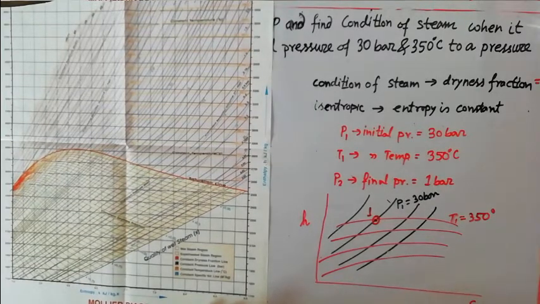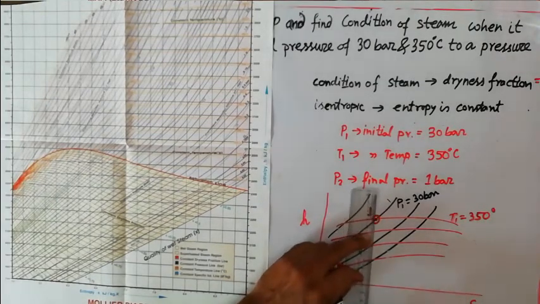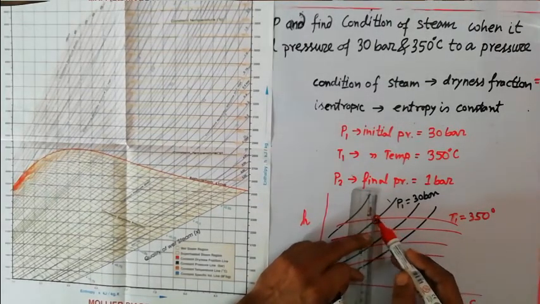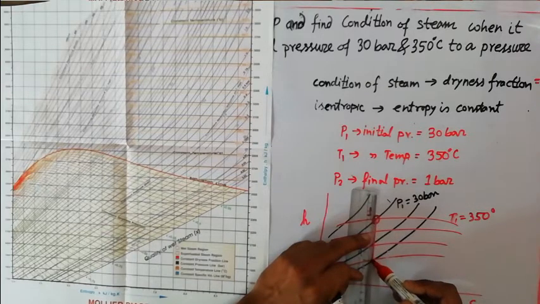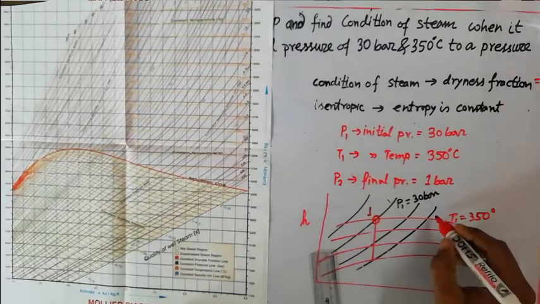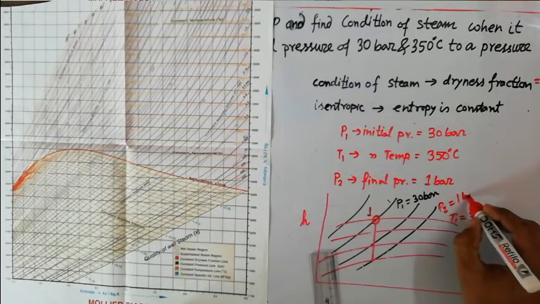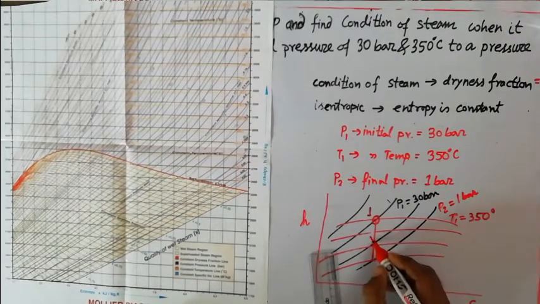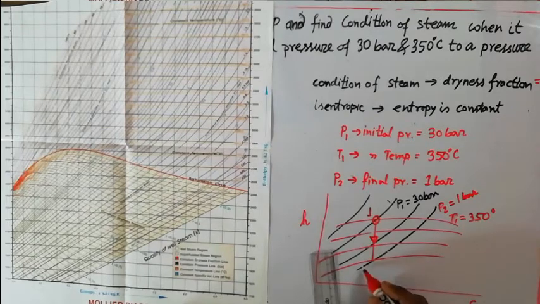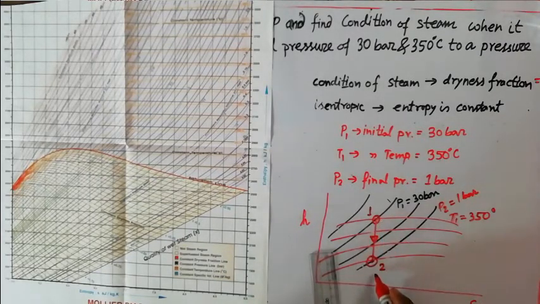Now it is an isentropic process during the expansion. So I have to project a vertical line using a scale and pencil. Obviously all the time you have to use a scale and pencil. Suppose this is the pressure line of P2, that is 1 bar. So you have to draw a vertical projection up to the 1 bar pressure line. It is the intersecting point. I am taking it as 2. So state point 1 is the initial state point, and state point 2 is the final state point.